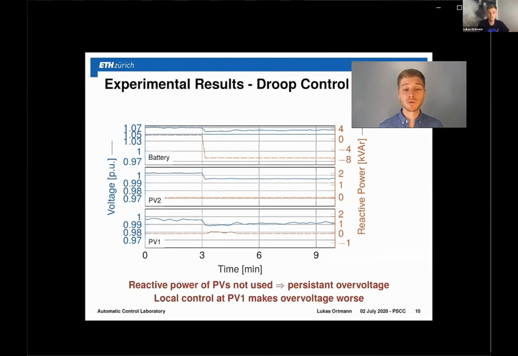Also, because the local controller at PV1 injects reactive power, it actually makes the overvoltage worse, which means that we would need to curtail even more active power, renewable active power, because of the local control at PV1.